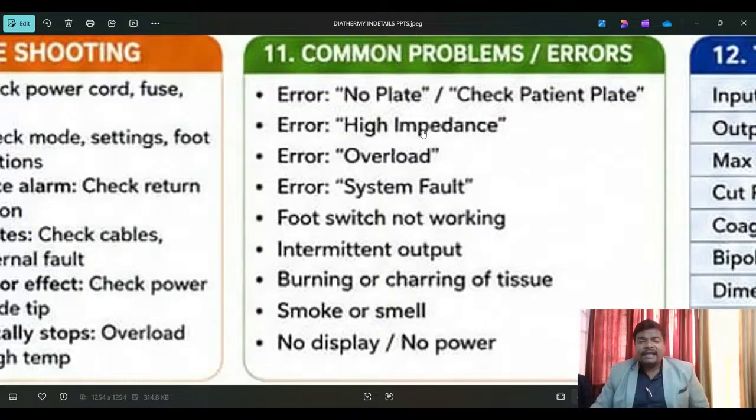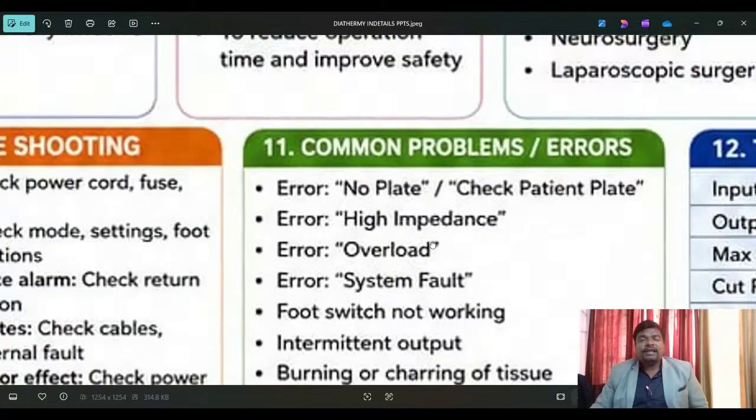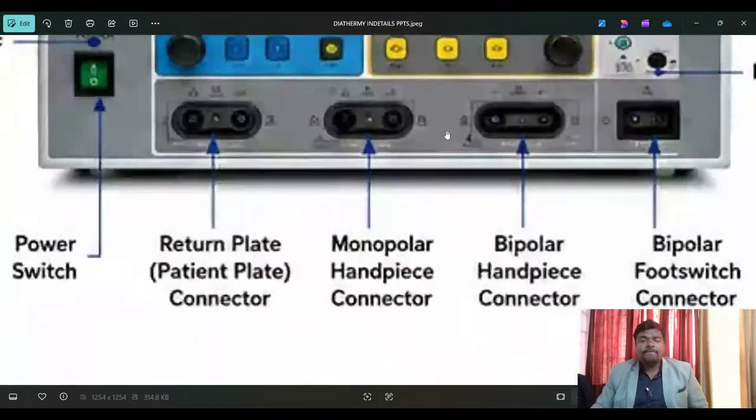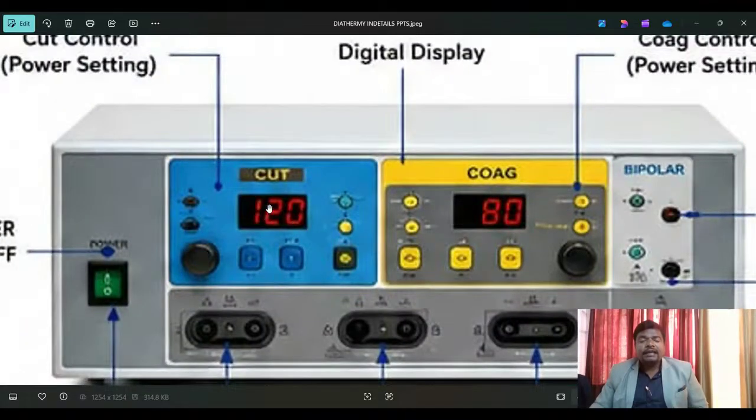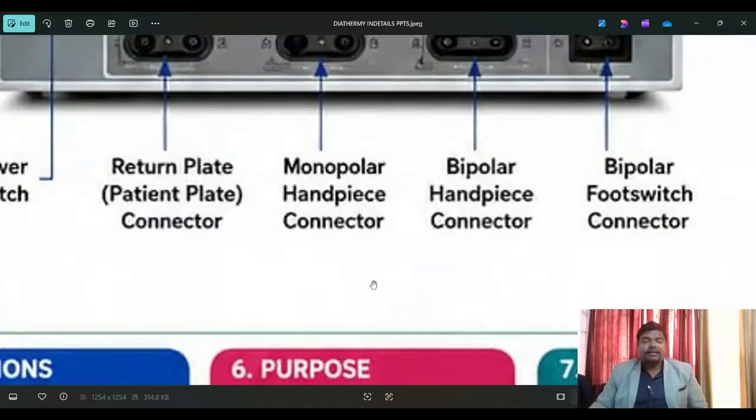Error, high impedance. Error, overload. It will display on the display here. See, I am showing you here. The error will come automatically on the display, and then you can understand. Next, come here.